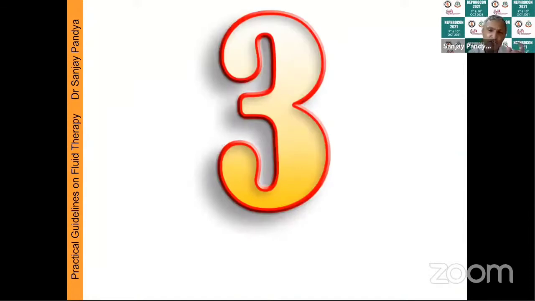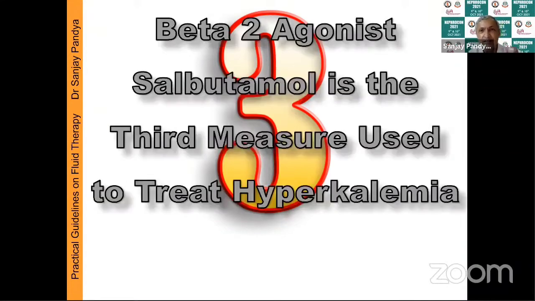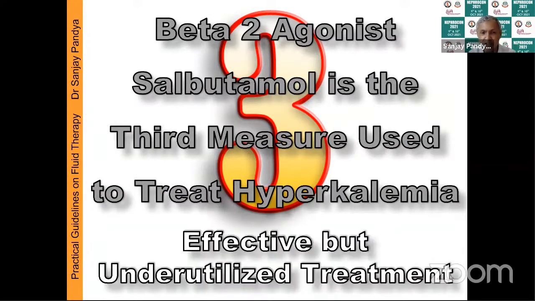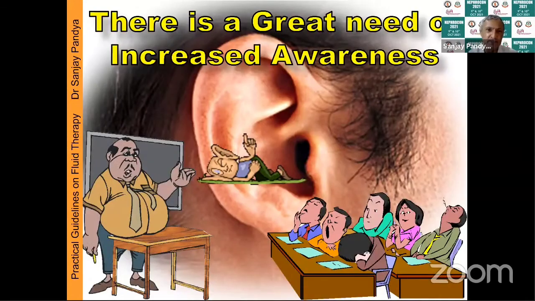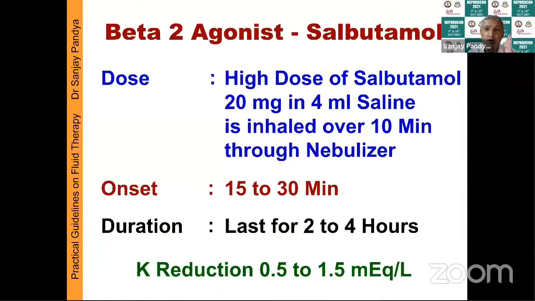Now, after calcium and insulin-dextrose, what is the third measure which we should use? Should we use bicarb or salbutamol nebulizer? The answer is that beta-2 agonist salbutamol nebulizer is very potent, but is a bit underutilized, and therefore we need to have greater awareness of using it. A high dose of salbutamol is given through nebulization. One set will be 15 to 30 minutes, and will have effect for 2 to 4 hours.